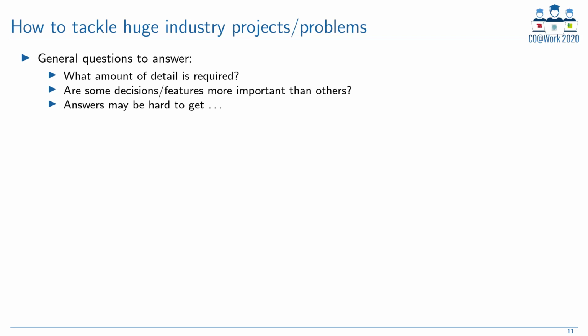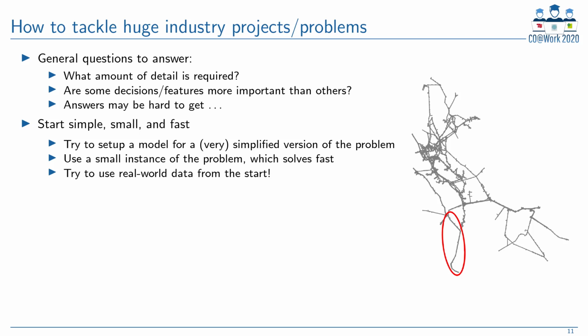Since practitioners are usually not used to these types of questions, they may give you different answers for each person in the company you ask, or you just get some general feedback like, everything is important. So again, the question is, what to do now? When you start your project on a problem like ours and have reached the state where you got a basic idea of it and understood how things work in general, we would recommend to first aim for a solution that is simple, small, and fast.